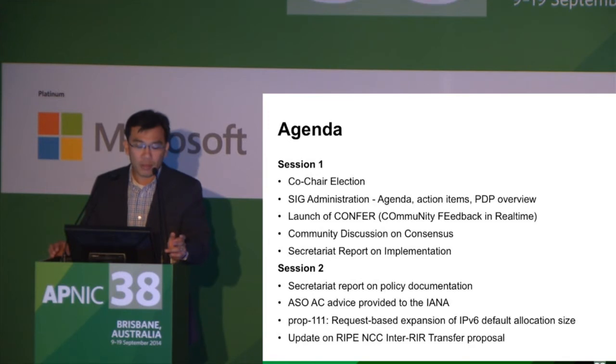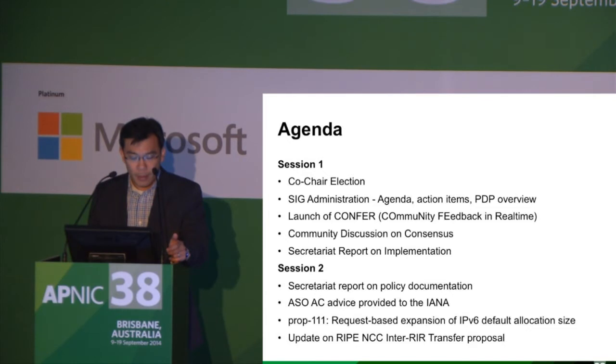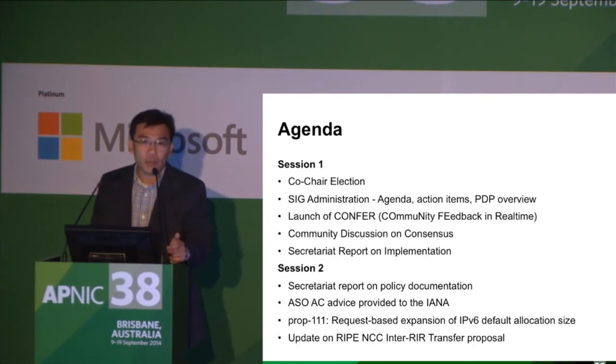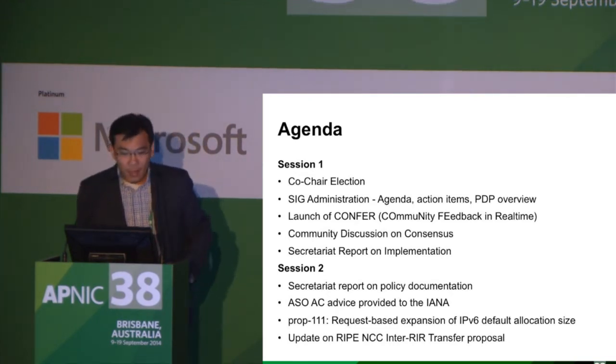In the afternoon, we will have a secretariat report on implementation and also a secretariat report on policy documentation. Then ASO AC advice about, I think, 2-byte and whole-byte AS numbers. Also, we will have policy discussion about Prop 111. The last one is an update about LibNCC's inter-alliance transfer. After that, we will have the announcement of the NRO-NC election result.